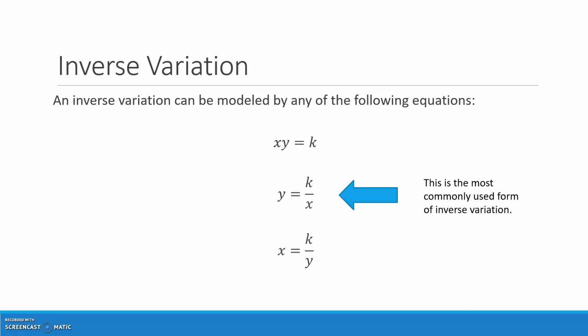If I multiplied both sides by x, I would get this form up here. I could solve this one for x by dividing by y on both sides, and that would give me this one. So all of these are just variations of the same formula. This middle one is just the one that is the most common and the one that we are going to use the most.